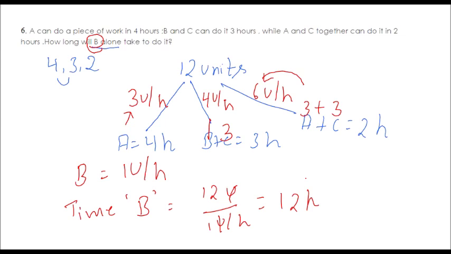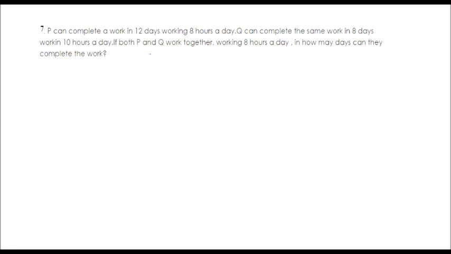We will see one more problem. So this is a new problem. See, P can complete a work in 12 days, working 8 hours a day. Now Q can complete the same work in 8 days, working 10 hours a day. If both P and Q work together, working 8 hours a day, in how many days can they complete the work?